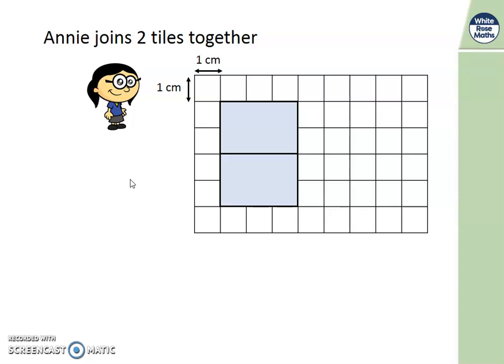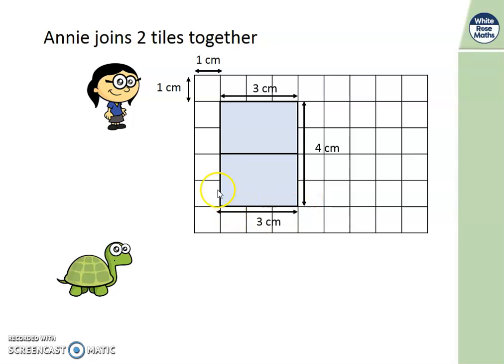This is going to link to your activity. Look carefully. Annie joins 2 tiles together in a different way. You're going to be doing that today, joining in different ways. There's still 3 by 2, still 3 by 2, still 3 by 2, but she's joined it completely along one edge. What is the perimeter now of this one? Let's check, Tiny. That's 3. How far's this one? That's 2 add 2, that makes 4. That's 3. And then we've got a 2 add 2 again, and that makes 4. What is the perimeter of this shape?